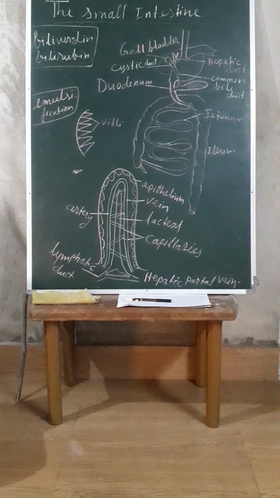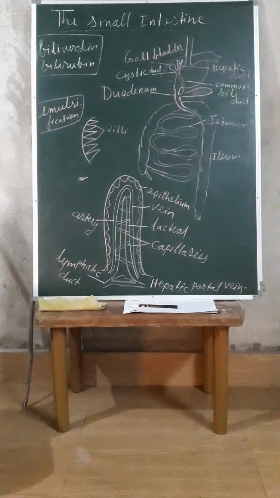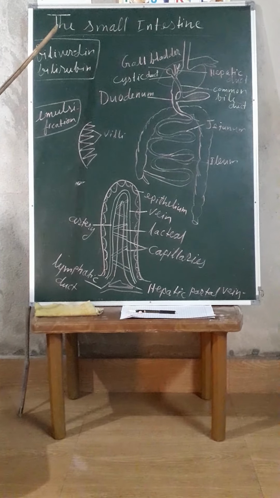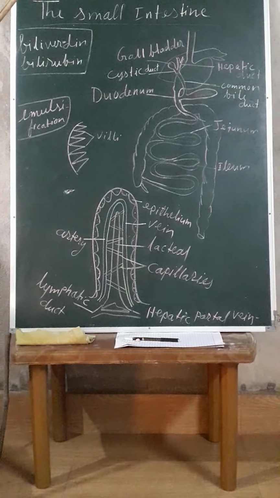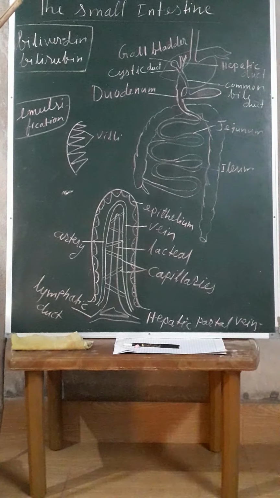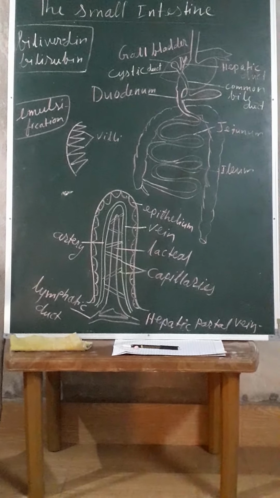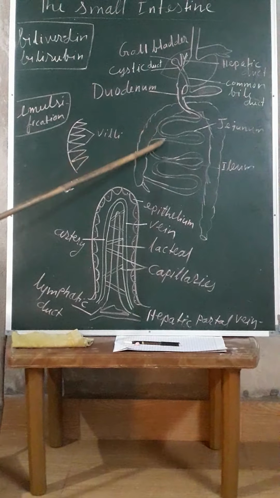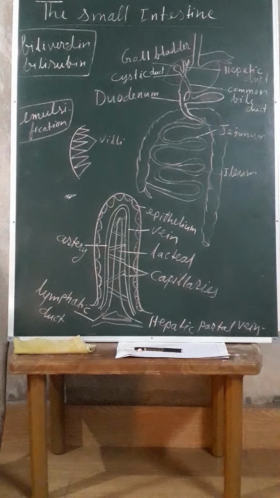Good evening, students. Today I am continuing the digestive system, the small intestine. The small intestine is 7 meters long and 2.5 centimeters wide. It is coiled and folded in the abdomen.